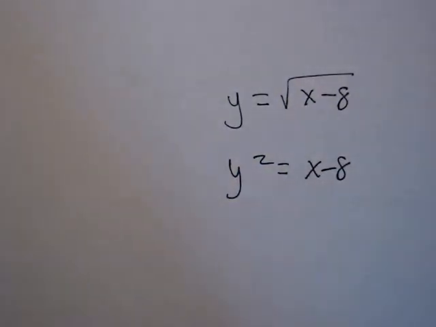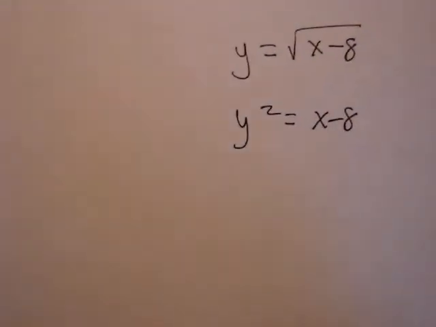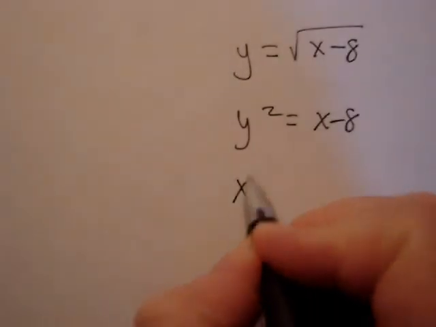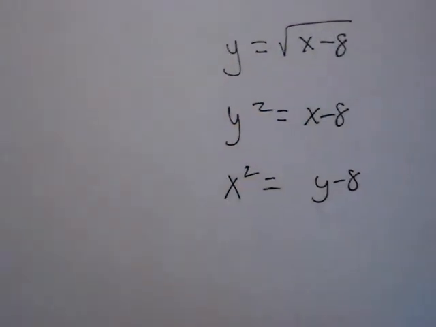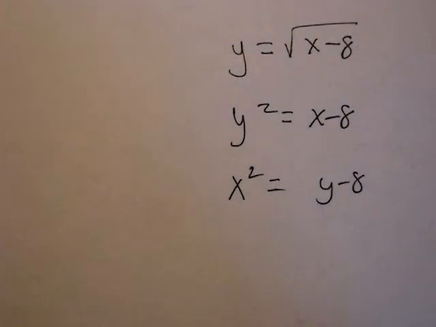Oh, what did I forget to do, guys? I guess I could do it now. Remember, you're supposed to swap your x and y. Everywhere you see an x, you put a y. Everywhere you see a y, you put an x. Silly me. Alright, let's do that now. So I would get x squared is equal to y minus 8. Notice you can do it at any point along the way, but you should really do it first.